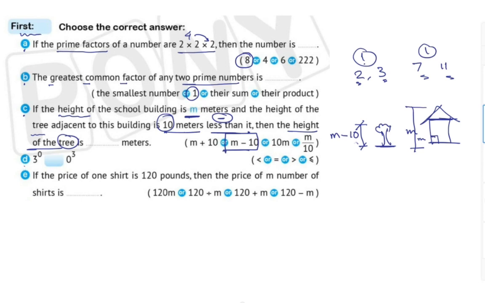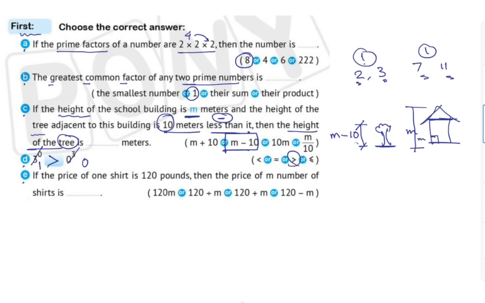Okay, point D, 3 to the power 0 and 0 to the power 3. Which one is the greatest? I know that 3 to the power 0, any number to the power 0, equals 1. 0 to any power, that means I will multiply 0 by 0 by 0. That equals 0. And I know 1 is greater than 0.